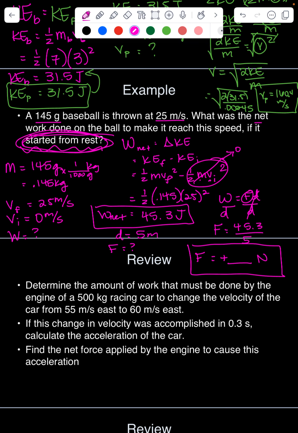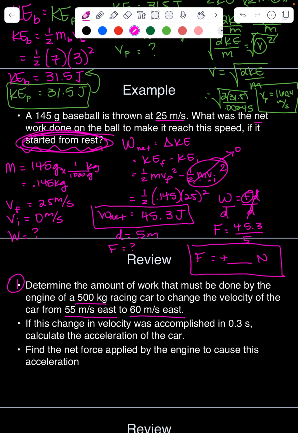Now this is going to be the last thing that we do today, but I do want you to put big stars around this. I want you to make sure that you can come back to this really quickly. This looks like a fantastic quiz or test question because it is bringing so much into it. The first thing that I want you to find is to determine the amount of work that must be done by the engine of a 500 kilogram race car to change the velocity of the car from 55 meters per second to 60 meters per second.